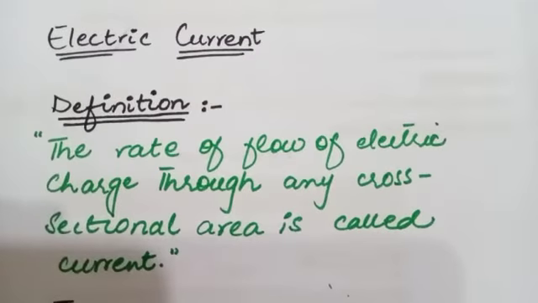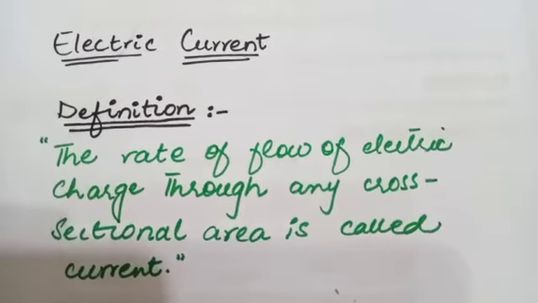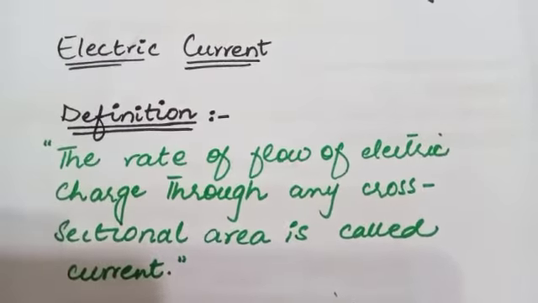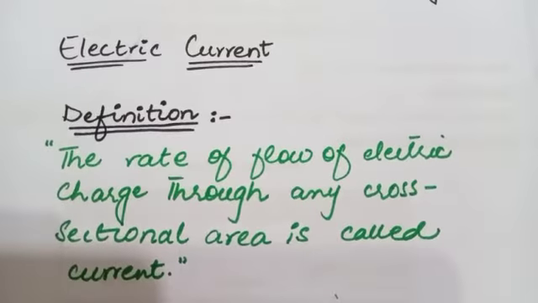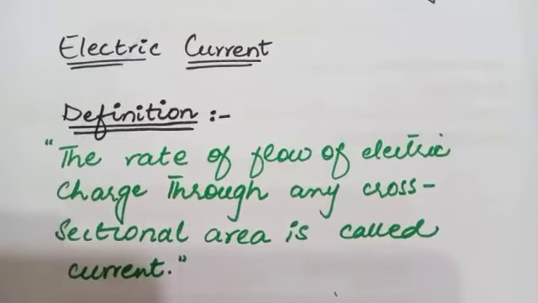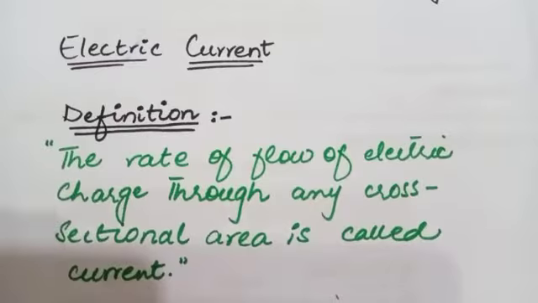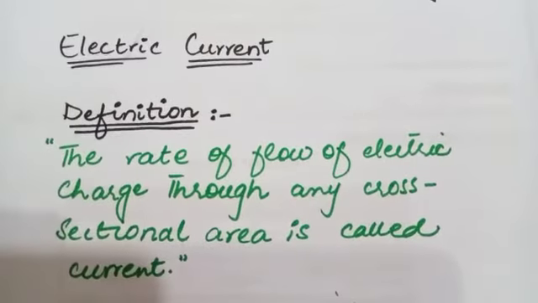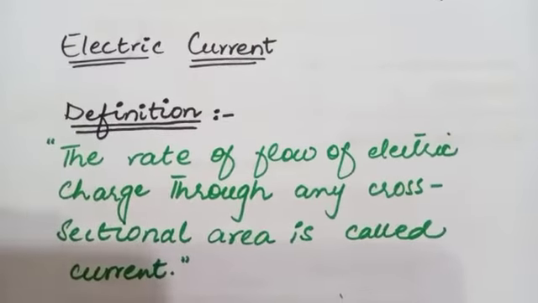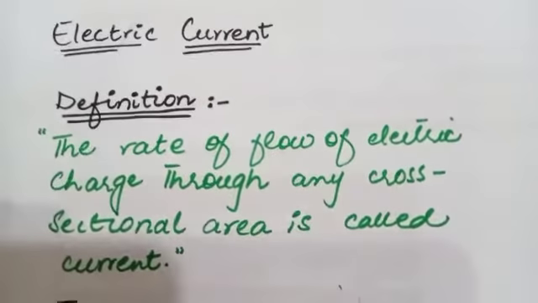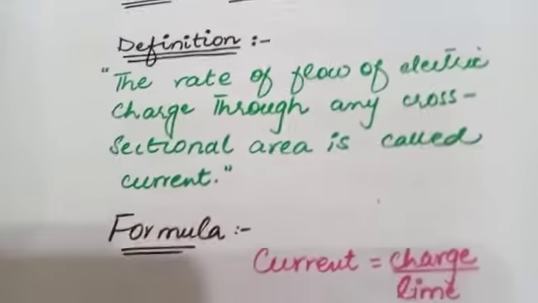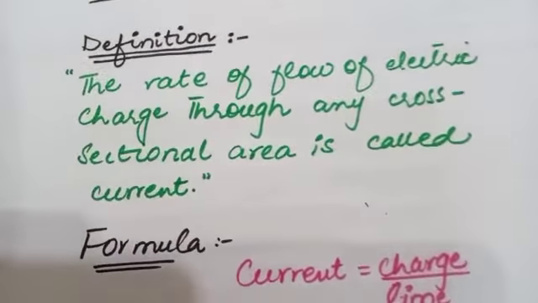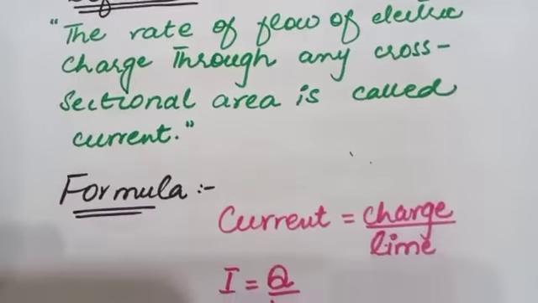In metals, the current is produced only due to the flow of free electrons, negative charges. In case of electrolytes, its molecules in aqueous solution dissociate into positive and negative ions, so the current in electrolyte is produced due to the flow of both positive and negative charges. In general, you can say that the rate of flow of electric charge through any cross-sectional area is called electric current.